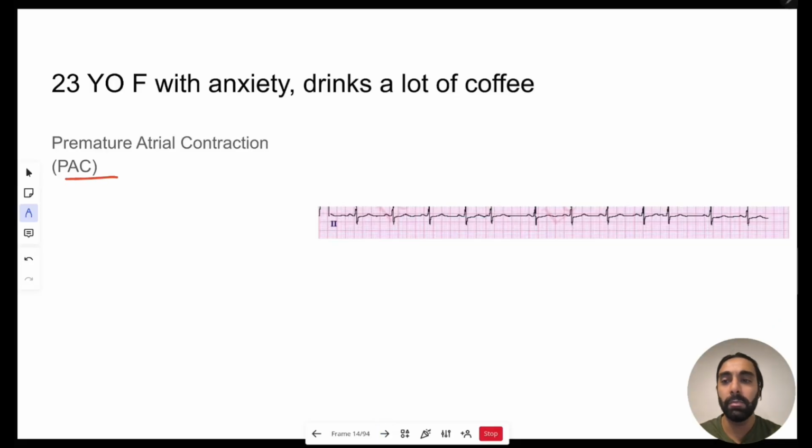And these can be generally benign, but if you start getting more and more of these, then you can get other types of arrhythmias if it's very persistent.